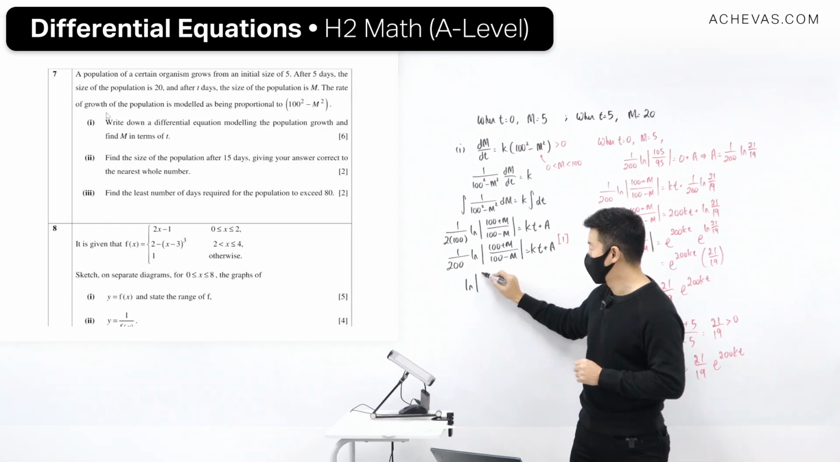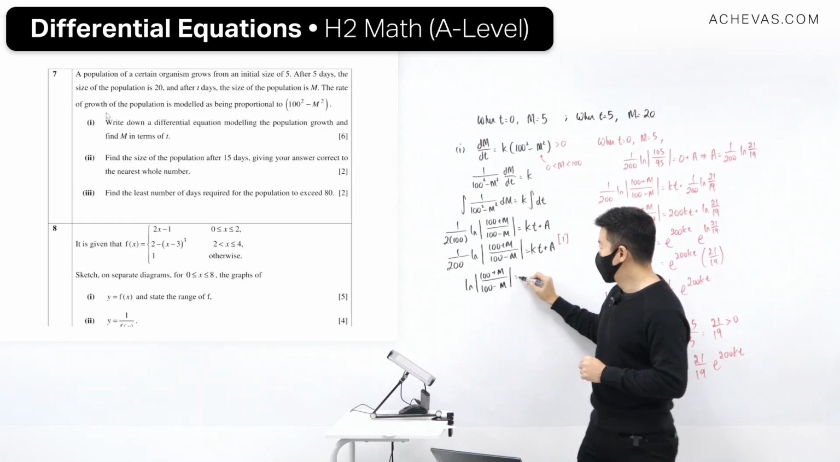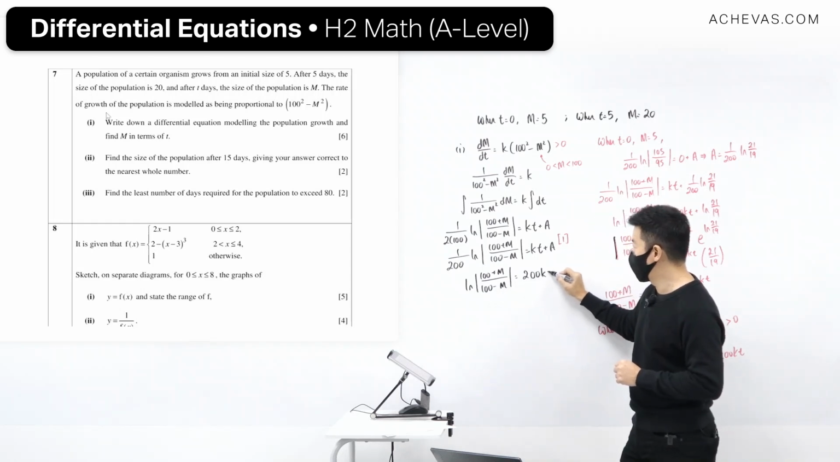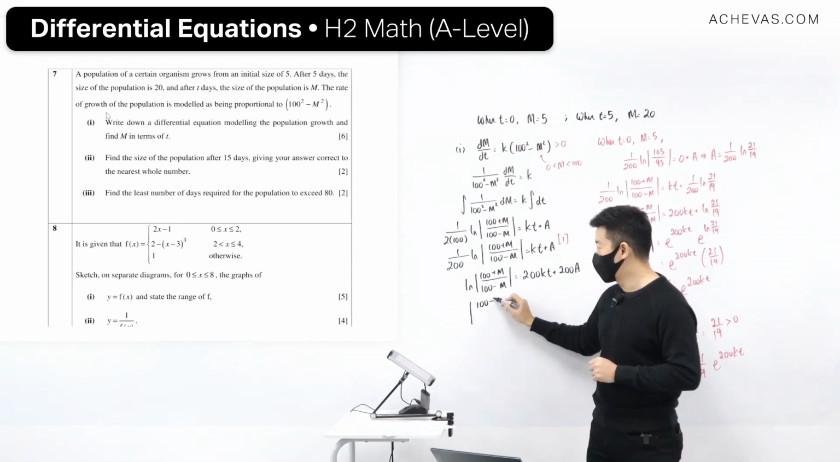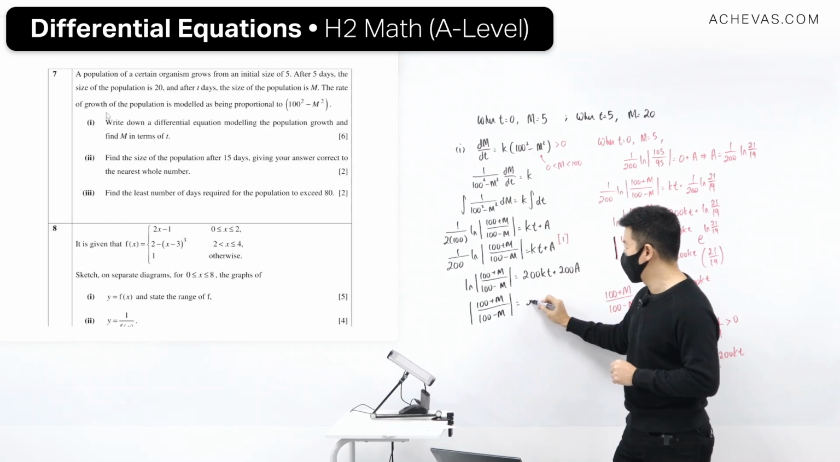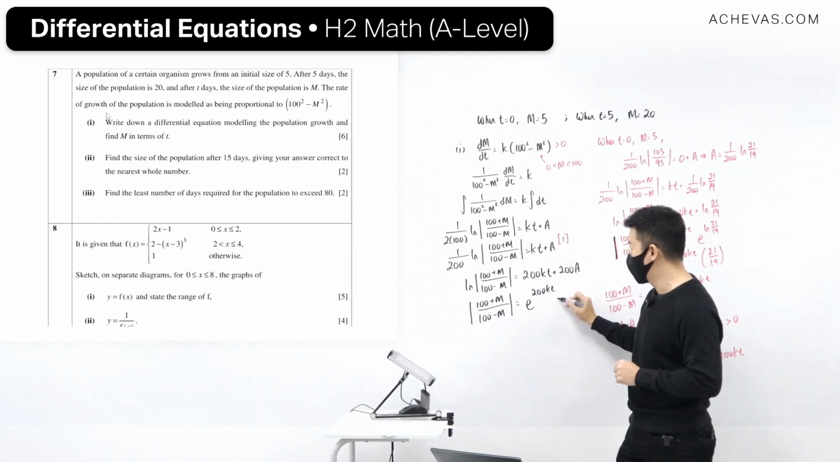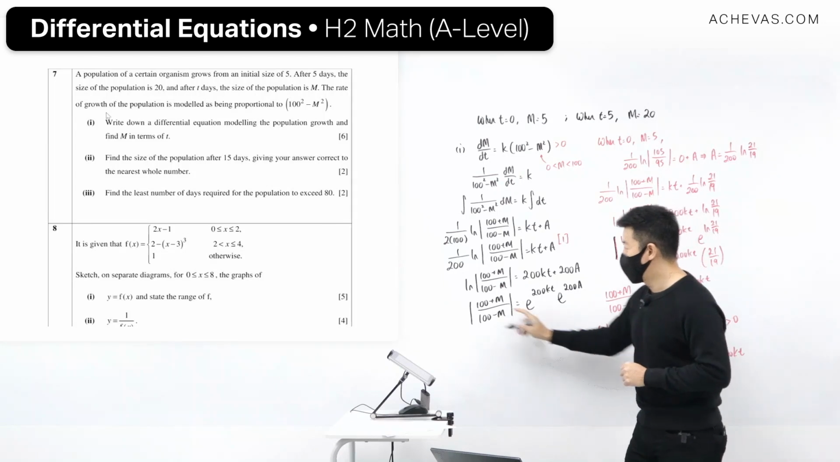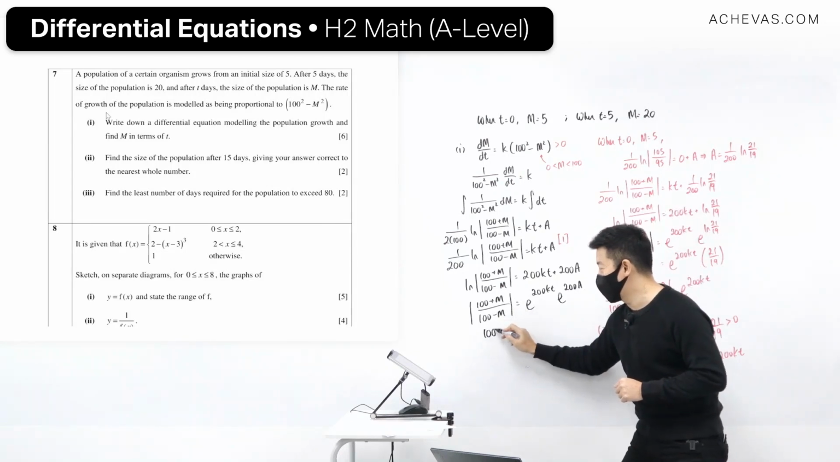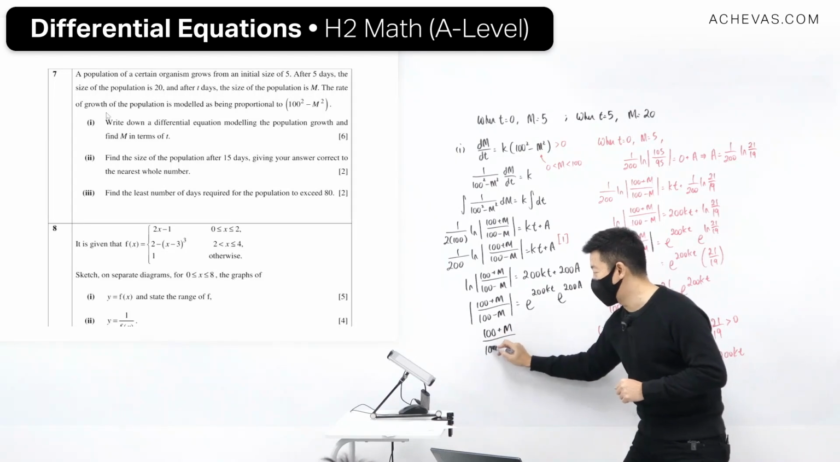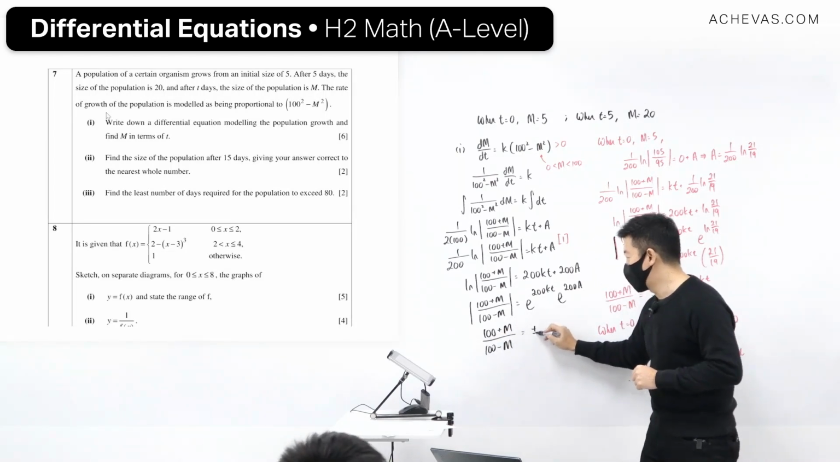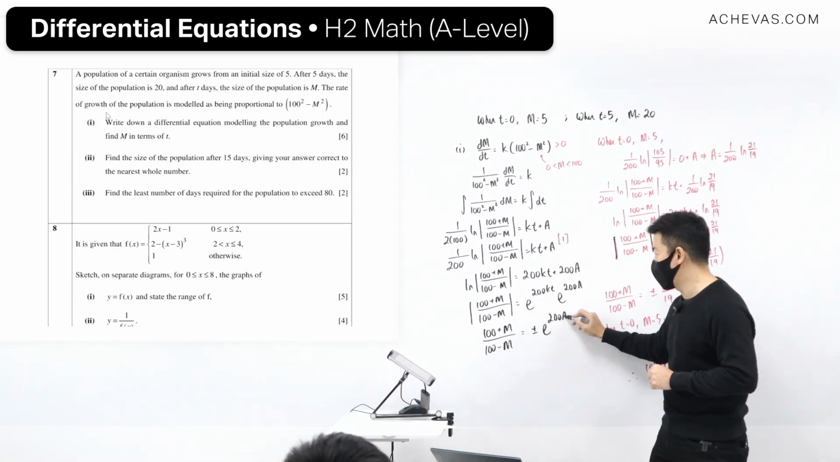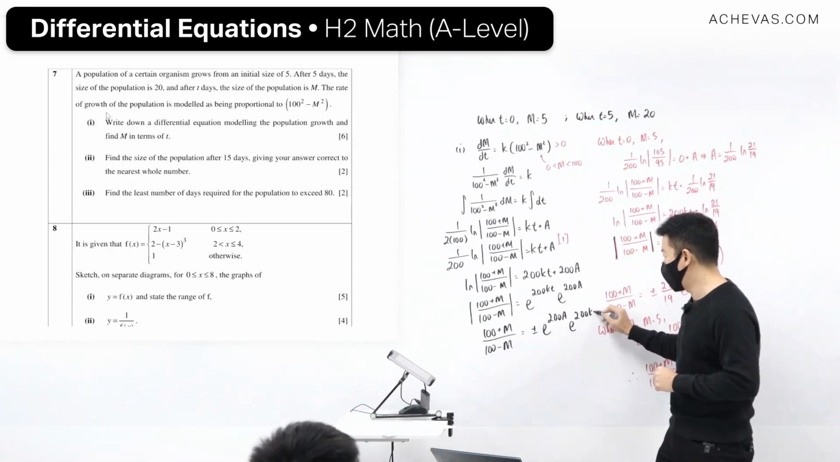So I have ln modulus of (100 plus m) divided by (100 minus m). This is going to be equal to 200kt plus 200a. Then we will have a modulus of (100 plus m) divided by (100 minus m) equal to e to the power of 200kt times e to the power of 200a. And I'm going to remove the modulus, which will give me (100 plus m) divided by (100 minus m) equal to plus or minus e to the power of 200a times e to the power of 200kt.